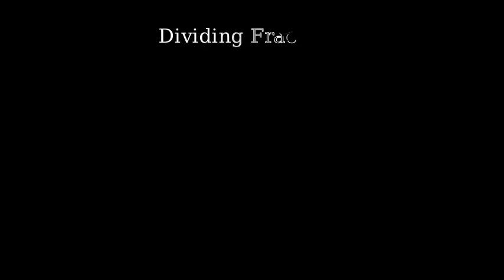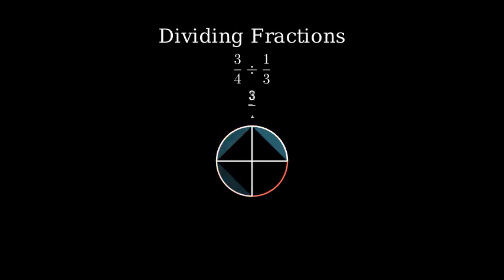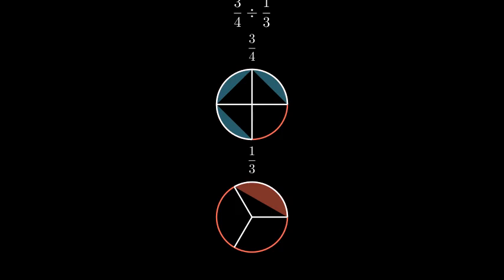Let's learn how to divide fractions by solving 3/4 divided by 1/3. Let's start by visualizing what 3/4 looks like. Here we have one whole circle divided into 4 equal parts with 3 parts shaded. This represents 3/4. And here's what 1/3 looks like. One whole circle divided into 3 equal parts with 1 part shaded.